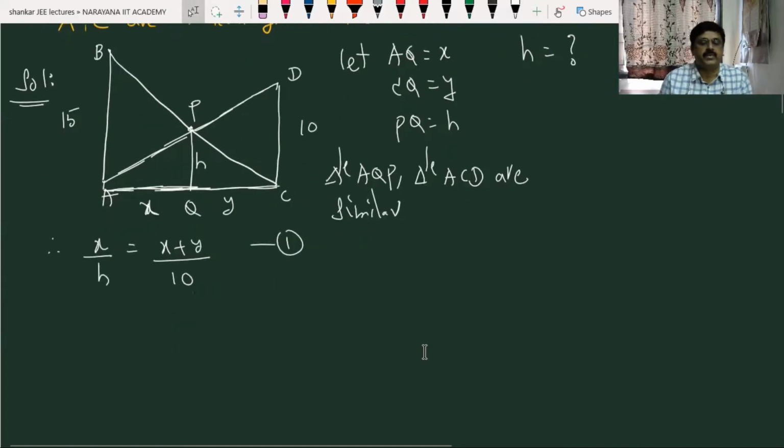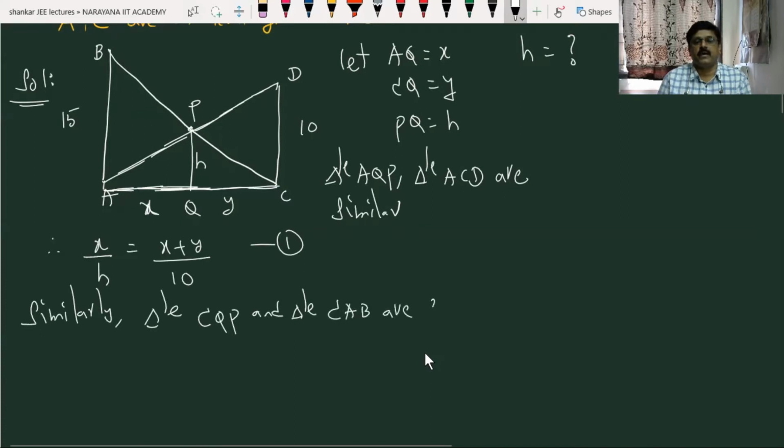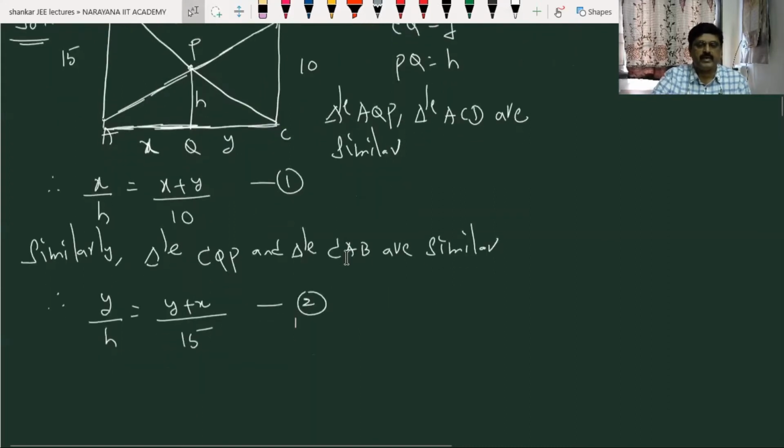Next, this side you see, students. Similarly, triangle CQP and triangle CAB are similar. Students, see this CQP and CBA triangle are also similar. Then what I am going to do is y by h is equal to (y plus x) by 15. Equation number 2, students. Don't forget, your task is finding the value of h.